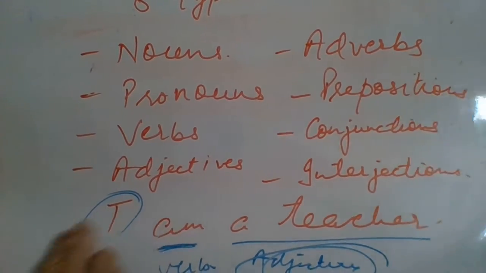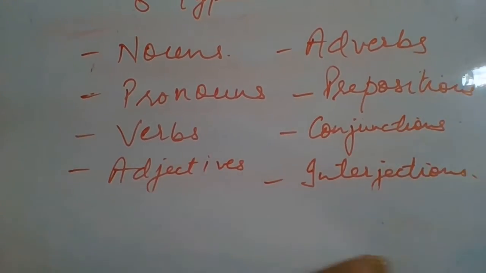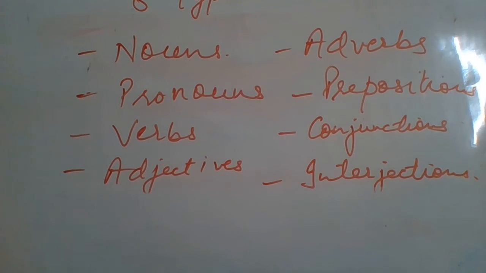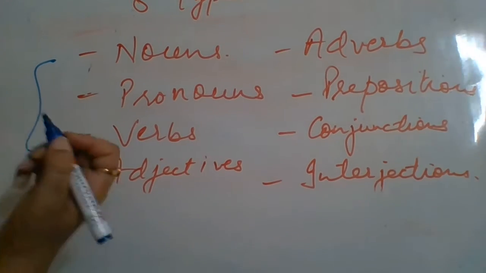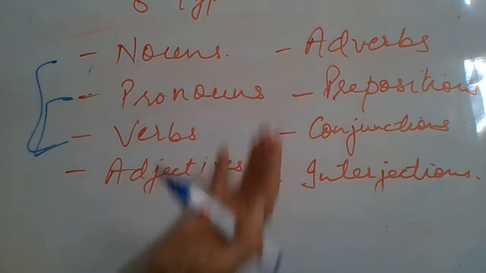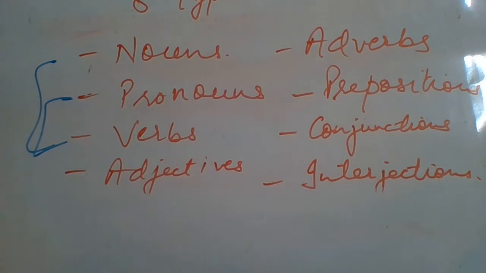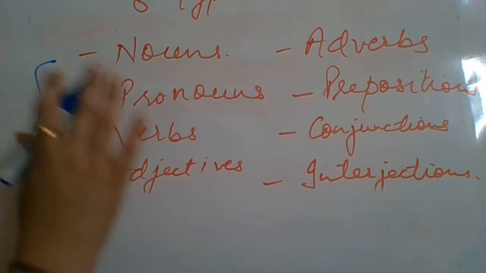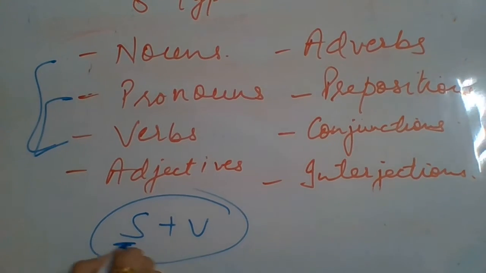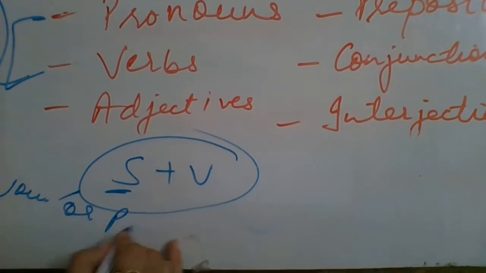A sentence can have these eight parts at the max, but a minimum of only two things, right? Because a sentence must have a noun or pronoun and a verb. The other things you are going to add are adjective, adverb, preposition, conjunction, interjection. But a sentence must have a subject and a verb. So the subject is either a noun or pronoun, right?